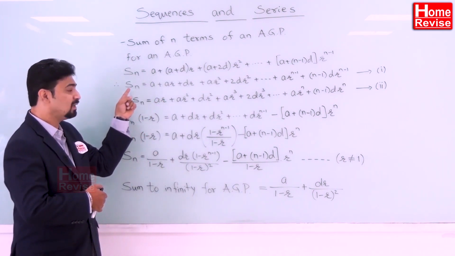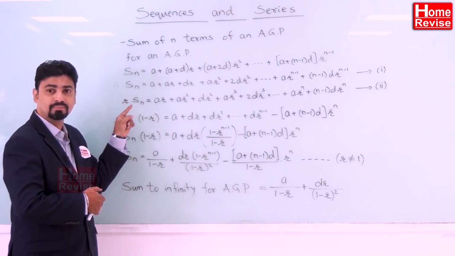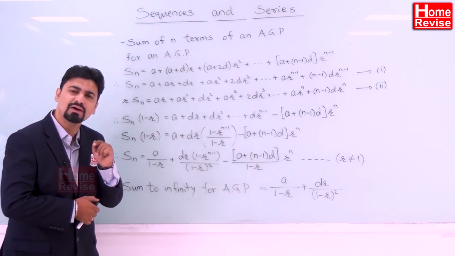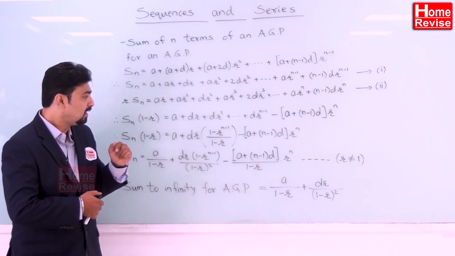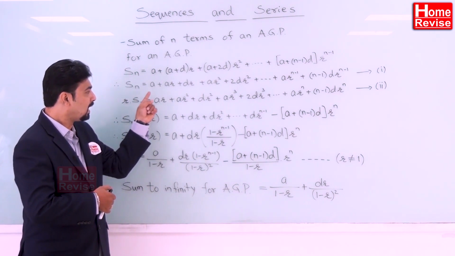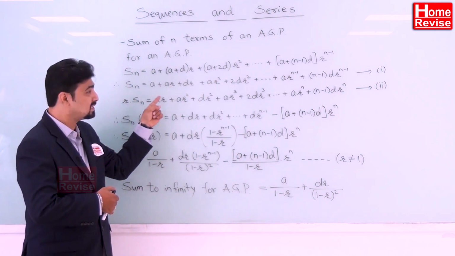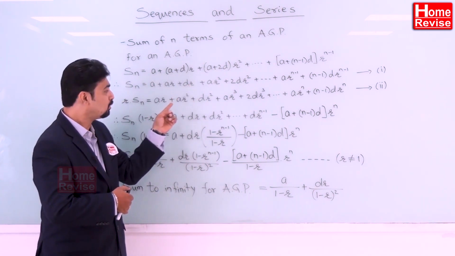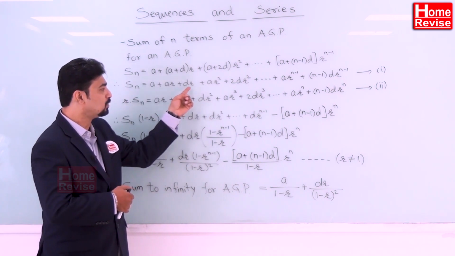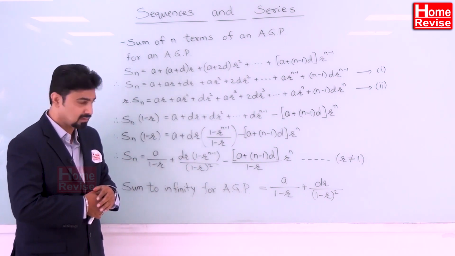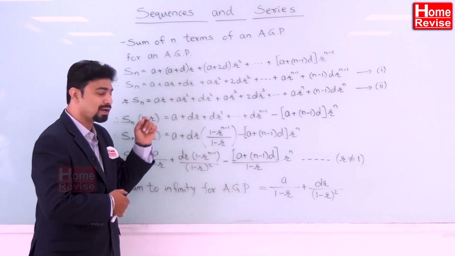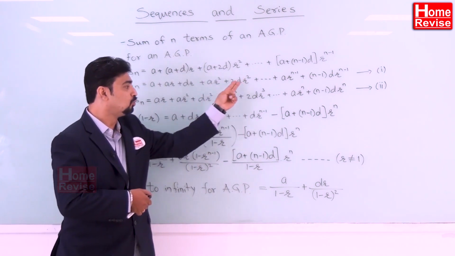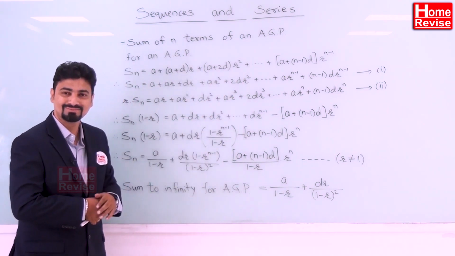So I will get Sn minus r into Sn, that is Sn into (1 minus r), which will cancel out several terms. Which are those terms? Here ar and ar get cancelled. This a will remain as it is. We have dr, but we do not have dr here, we directly have dr square. So dr also will remain as it is. Correct? ar square and ar square get cancelled. We have 2dr square and we have 1dr square, so 2 minus 1 will be 1dr square.